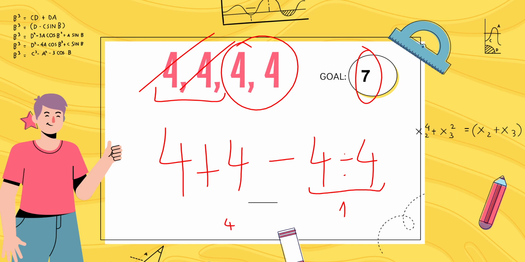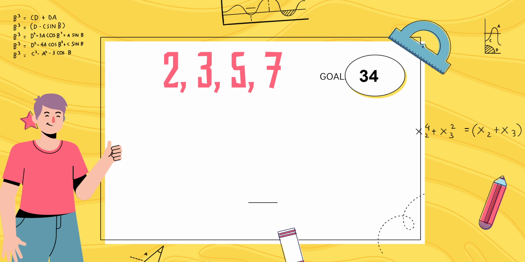And then 4 plus 4 minus 1 is indeed equal to 7. Good. Let us move to the next one.